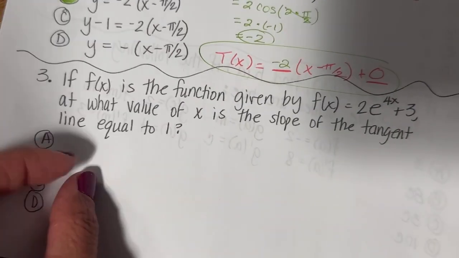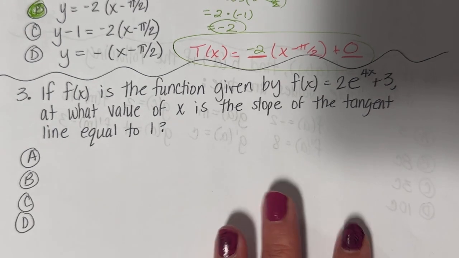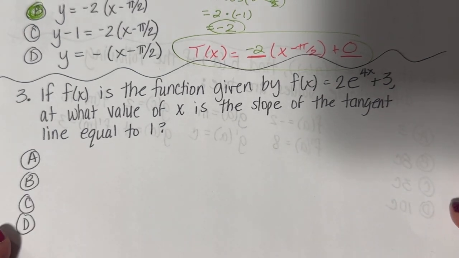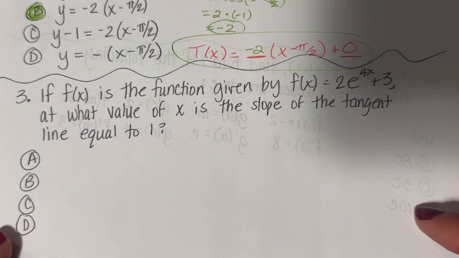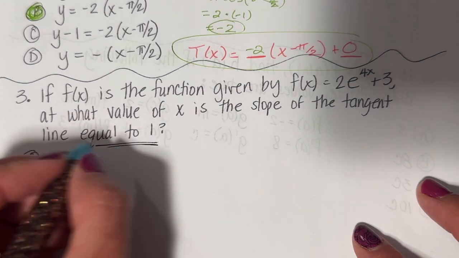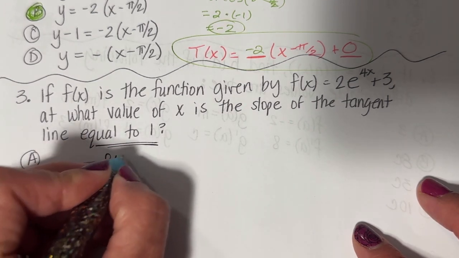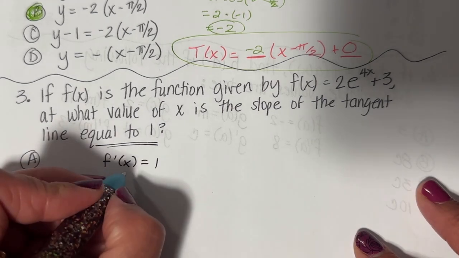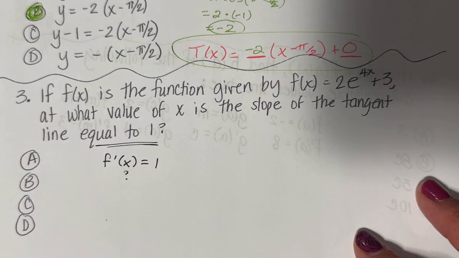Number 3, which you guys saw me do in my graphing calculator video. If f of x is the function given by f of x equals 2e to the 4x plus 3, at what value of x is the slope of the tangent line equal to 1? So they're trying to say, when is the derivative equal to 1? At what x value is this? What x value will do this?